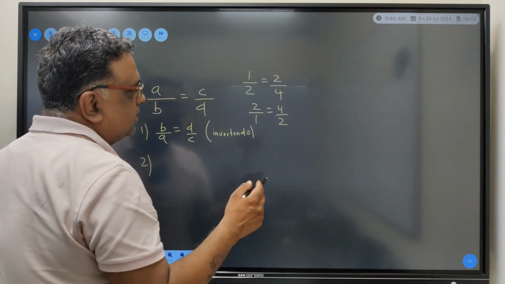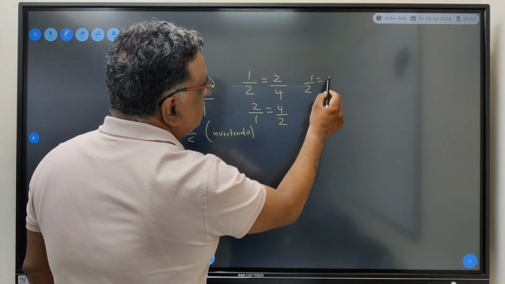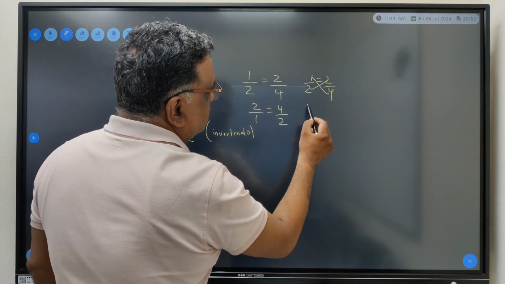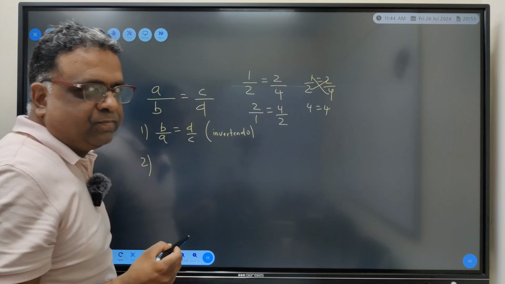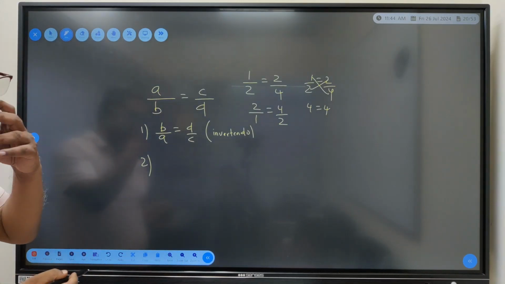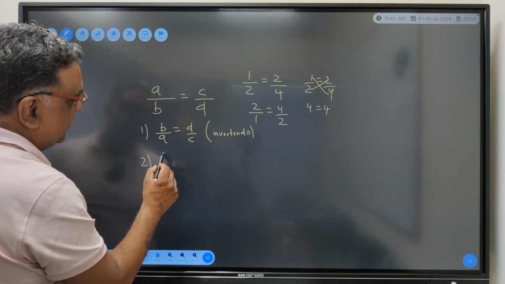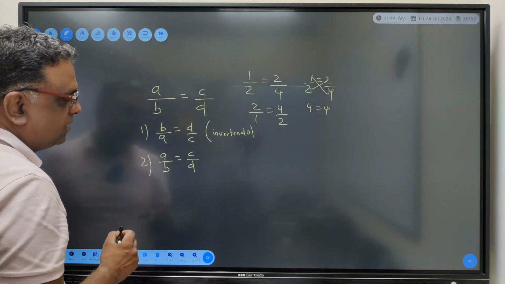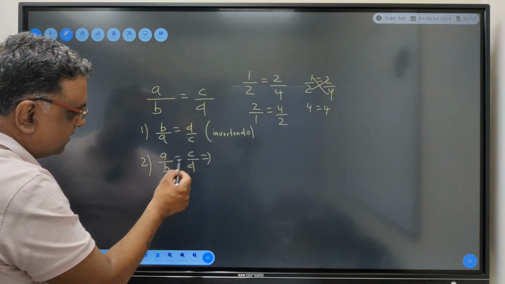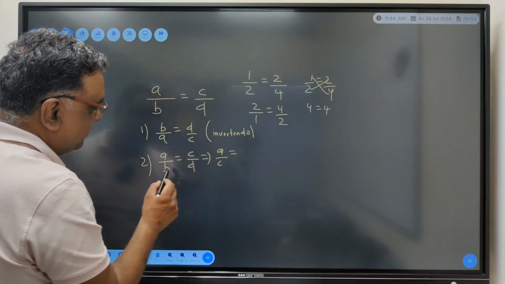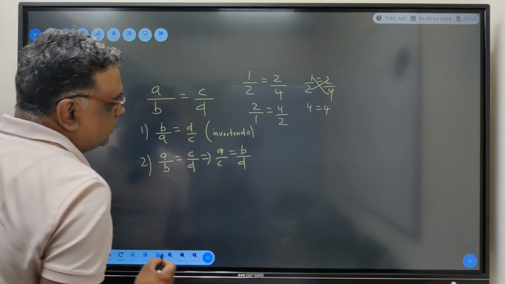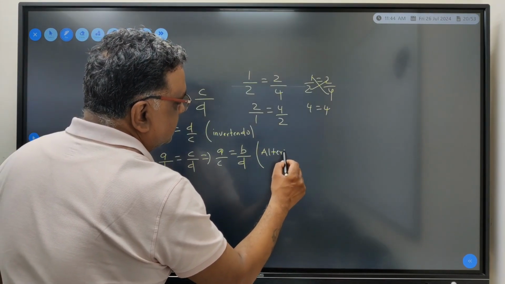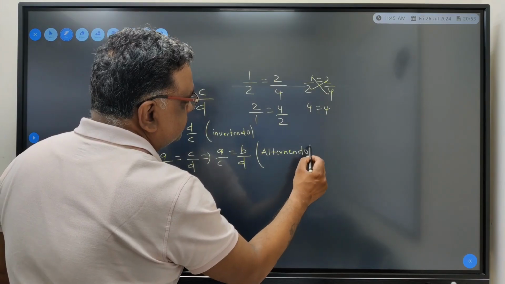Then the second property. Let us say 1 upon 2 is equal to 2 upon 4. If I take 4 this side and 2 this side, 4 will become equal to 4. So this is what we call the alternendo property. If A upon B equals C upon D, then if I take this C down and this B up, it will still be the same. I'm alternating the terms, alternando.